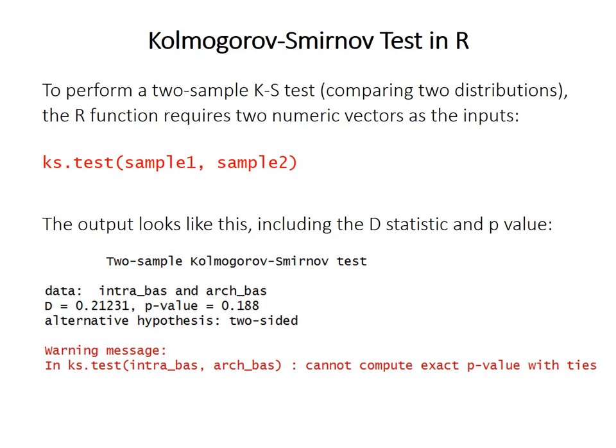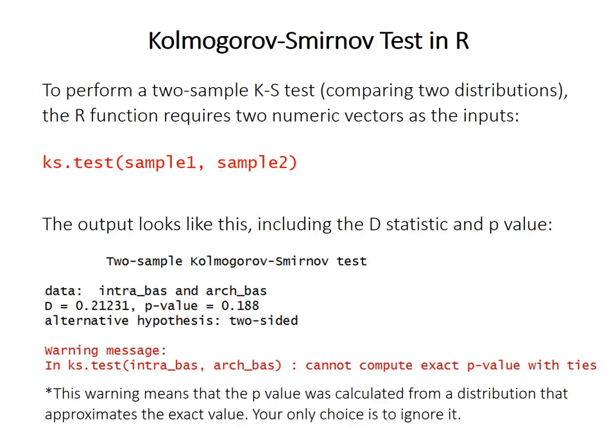It gives you the D statistic and the p-value. You may also get this warning message at the bottom, which comes up if the samples have at least some values that are exactly the same. These are ties, right? If one of the data sets has the value 12 three times, that's a tie. In this case, R can't compute the exact p-value, so it just estimates the p-value from a distribution that approximates the true null expectation.